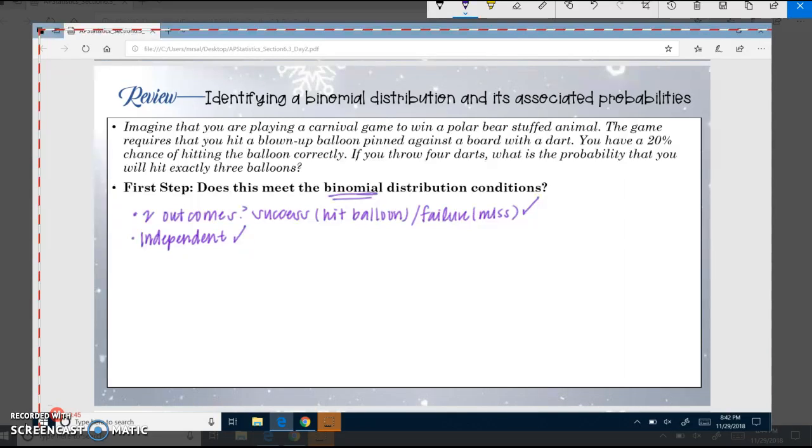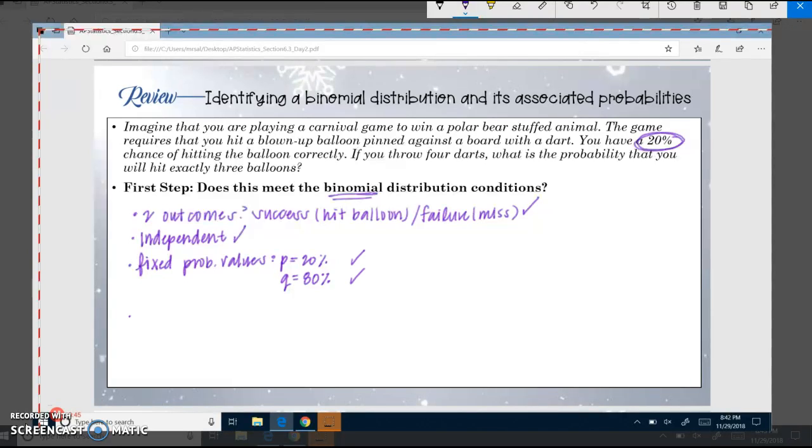The next thing that we want to check is whether or not our probabilities stay the same, because remember that it's required that we have fixed probability values. So in order to have fixed probability values, our probability of success and failure need to stay the same. So P, the probability of success, is 20% or 0.2, which means our probability of failure, which we call Q, is going to be 80% or 0.8. So those conditions are met.